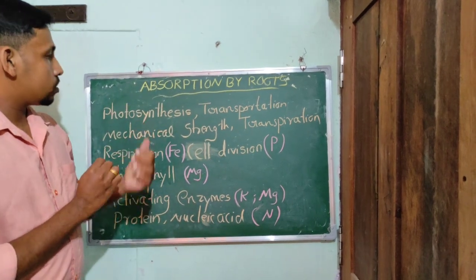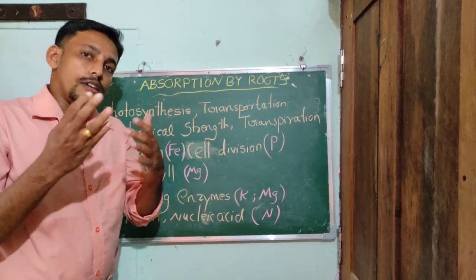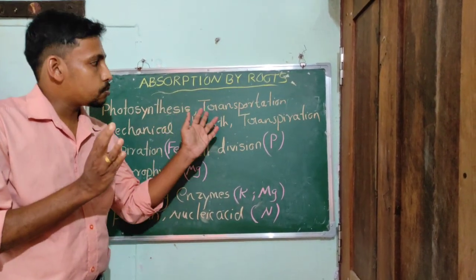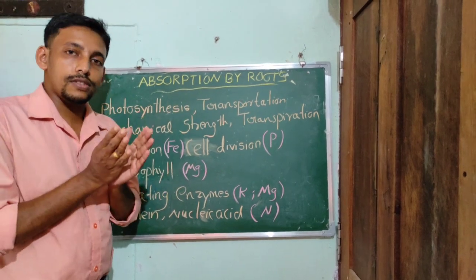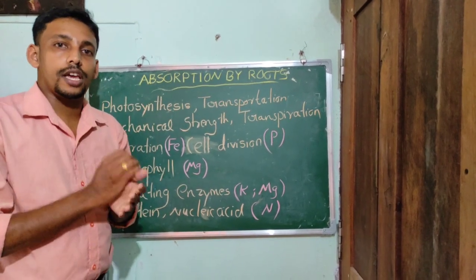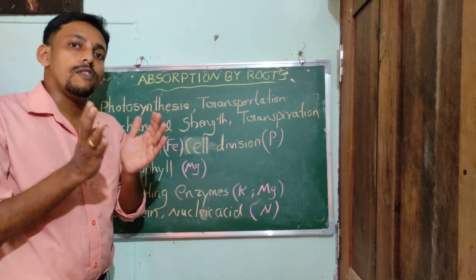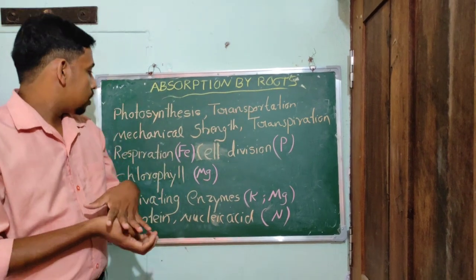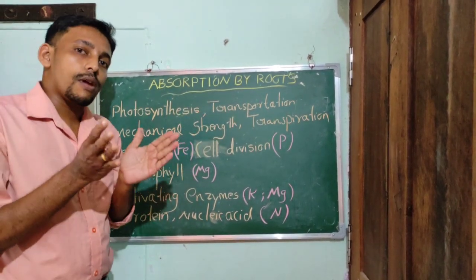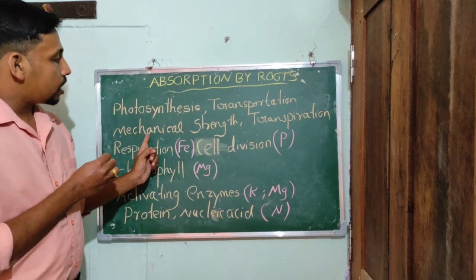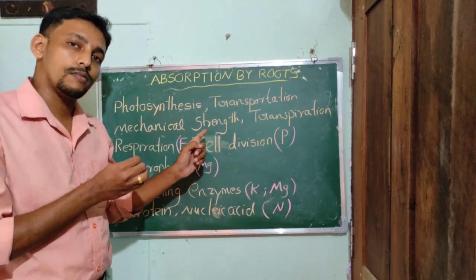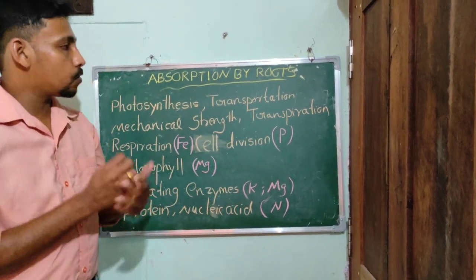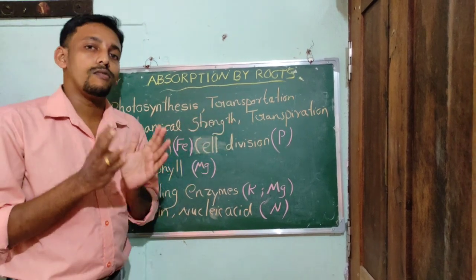So for photosynthesis, then for cooling the body of the plant, that is transpiration, then the transportation of the food materials that are prepared in the leaf, which has to be transported to various parts of the plant body. For all these things, the plant needs water. Water also gives mechanical strength to the plant body. So for all these reasons, the plant needs water.